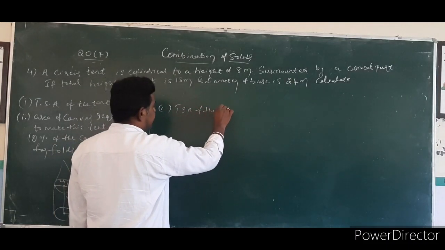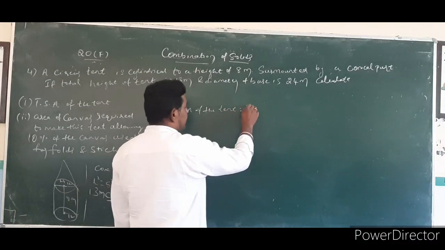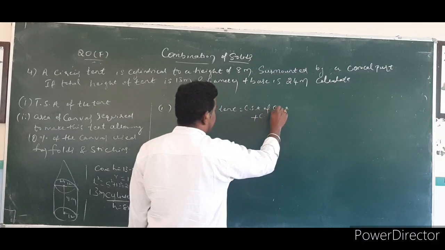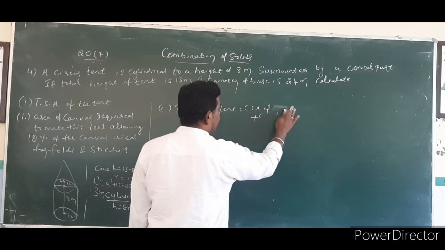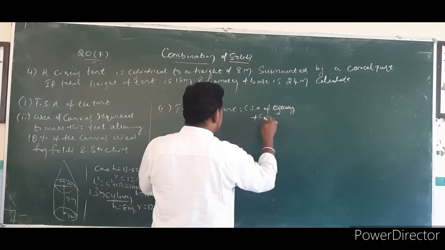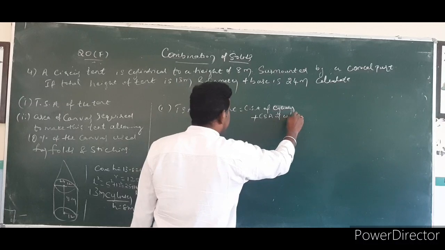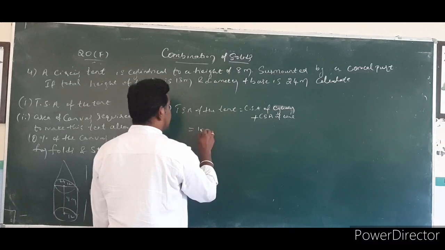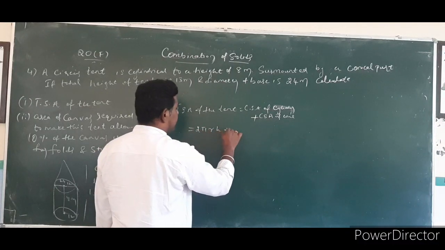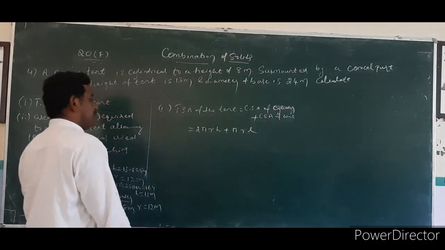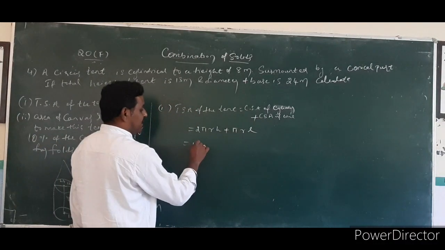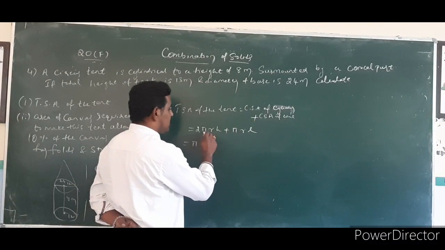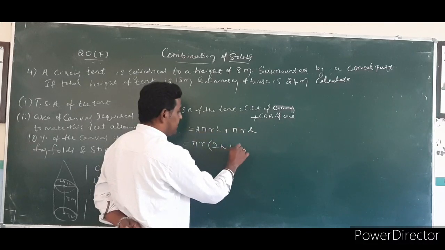TSA of the tent is equal to CSA of cylinder plus CSA of cone, that is 2 pi r h plus pi r l. Here you can take pi r outside because the r value is the same for both cylinder and cone. So what is remaining here? 2h plus l.